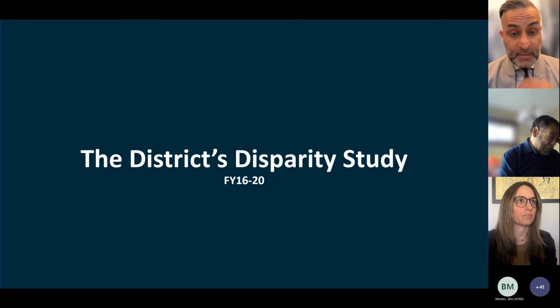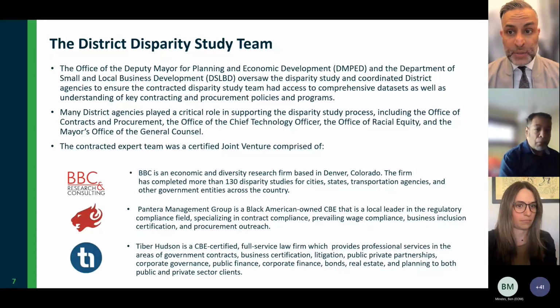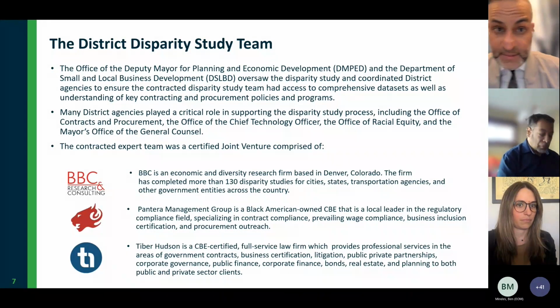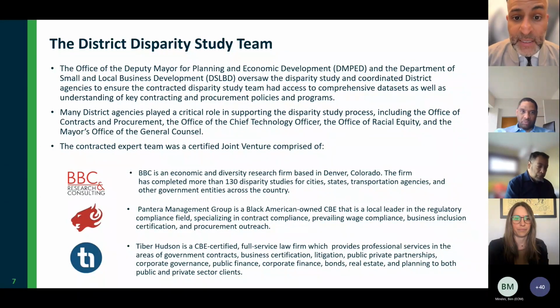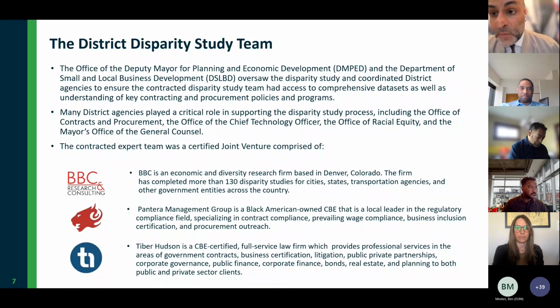The district commissioned a joint venture made up of 3 firms to conduct its disparity study. That is BBC Research and Consulting, which is a national economic and diversity research firm. We're based in Denver, Colorado, but have conducted disparity studies across the country for the past more than 30 years, for a variety of organizations, including cities, states, transportation agencies, and other government entities. It also includes Pantera Management Group, which is a Black American CBE certified professional services firm based in DC.